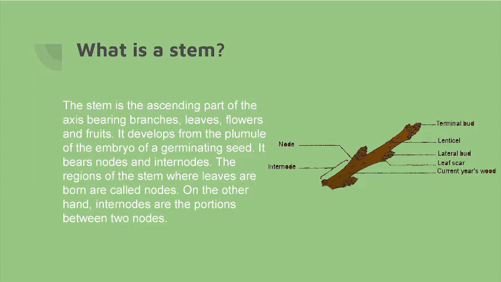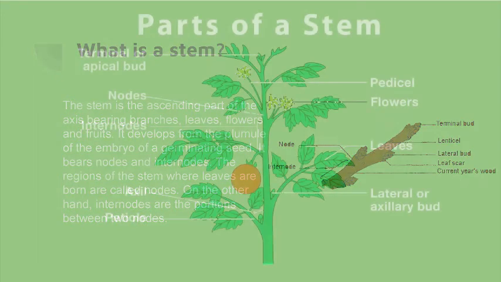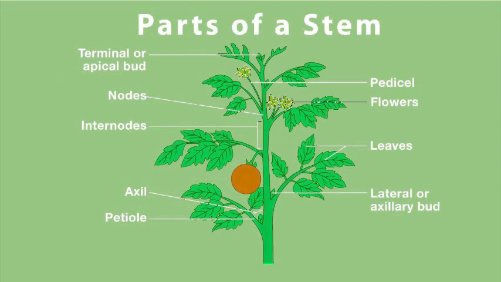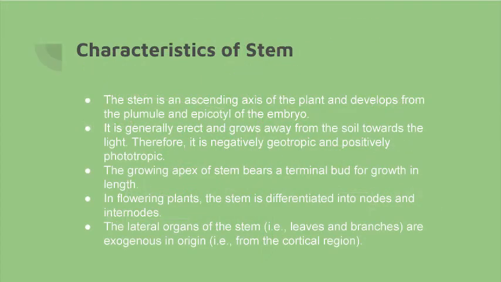As in this diagram, we can see both the parts, nodes and internodes. Here in this slide, we can see all the parts that combine together and form a stem. The stem consists of several parts which are terminal or apical bud, nodes, internodes, pedicel, flowers, leaves, axil, petiole, lateral or axillary bud.